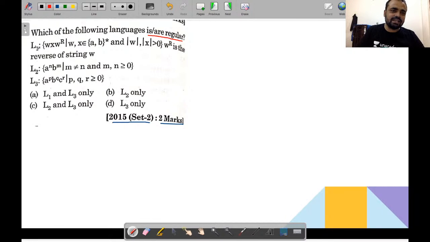So my dear friends, L1 is equal to WXW reverse, where WX belongs to (a,b) whole star and the length of W and X is greater than 0, and W reverse is the reverse of the string W. तो पूछा जा रहा है कि क्या ये लैंग्वेज रेगुलर हो सकता है या नहीं हो सकता है. X का रेंज क्या दिया हुआ है? W and X belongs to the (a,b) whole star.